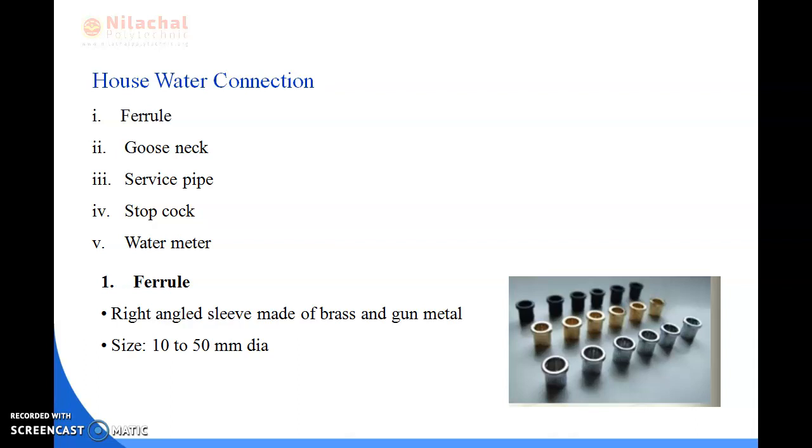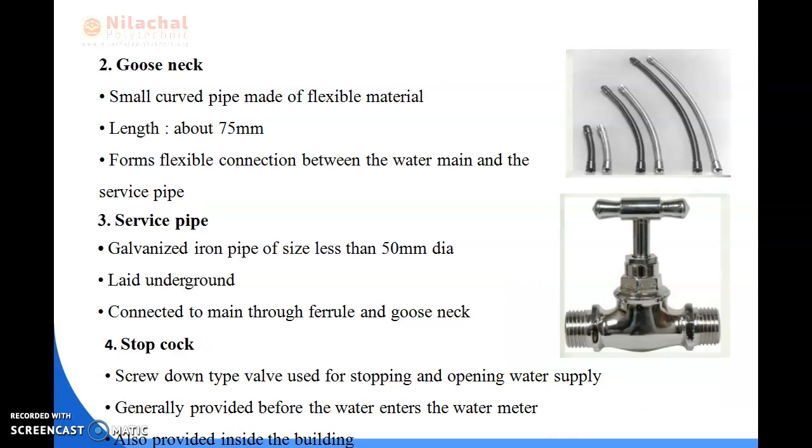So in the ferrule, as you can see in the image here, it is a right-angled sleeve made of brass and gunmetal, and the size is about 10 to 50 millimeter diameter. Next is the gooseneck. It is a small curved pipe made of a flexible material and the length is about 75 millimeter. It forms a flexible connection between the water mains and the service pipe.